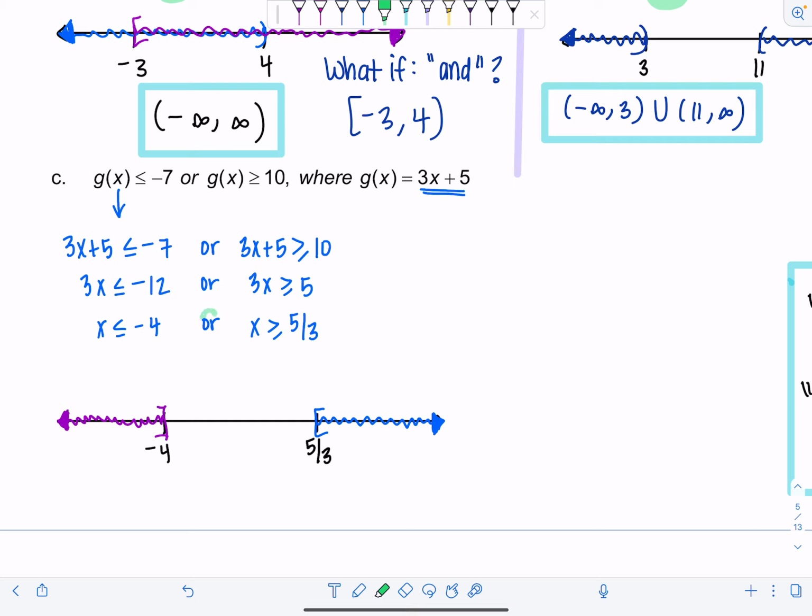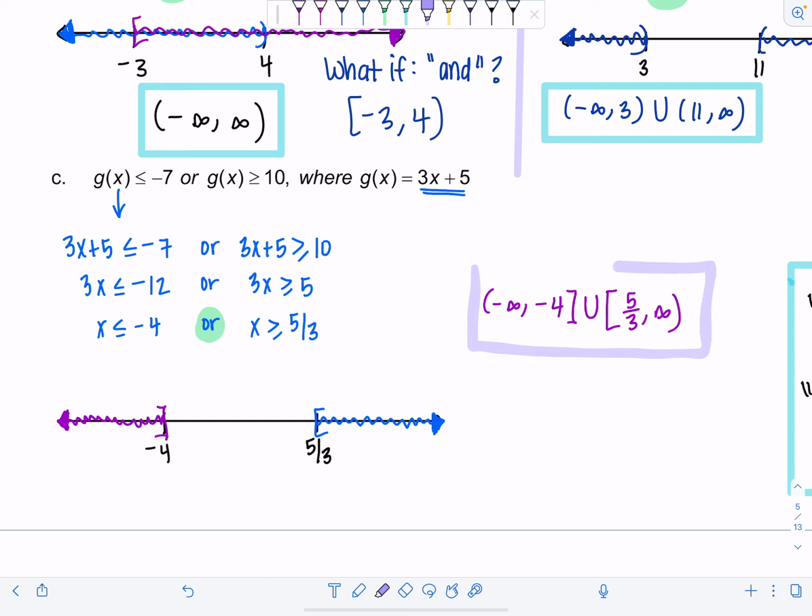Notice the word here between the two statements is "or." We have a disjunction. So I'm going to list out my solution as anything that I see shaded on the number line. Again, I have to write out two separate intervals. So the first one, always go smallest to largest, right? Follow the order of the number line from left to right. The smallest value I see shaded on the number line is going to be negative infinity up until negative 4 with a bracket, union, bracket, 5/3 up until positive infinity. Always parentheses on infinity. Remember that. Parentheses on infinity. Okay, how are we doing? Good stuff, right?